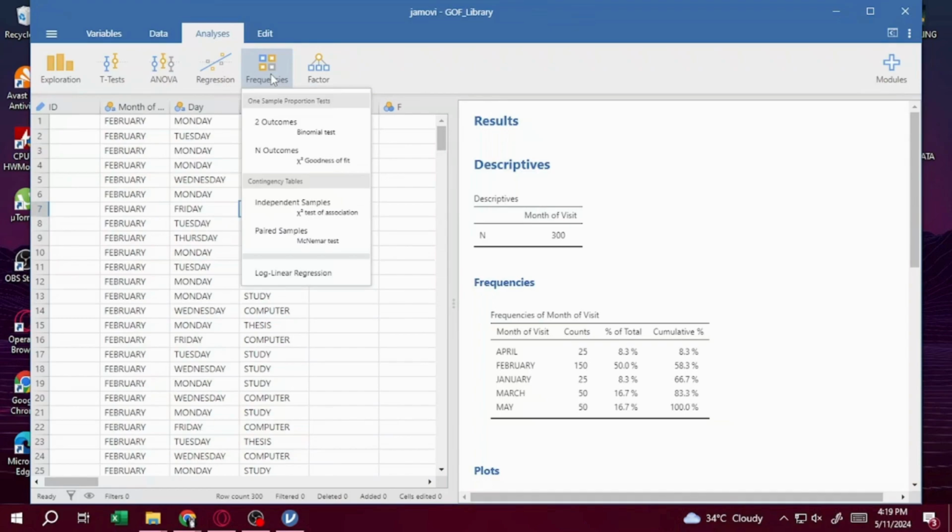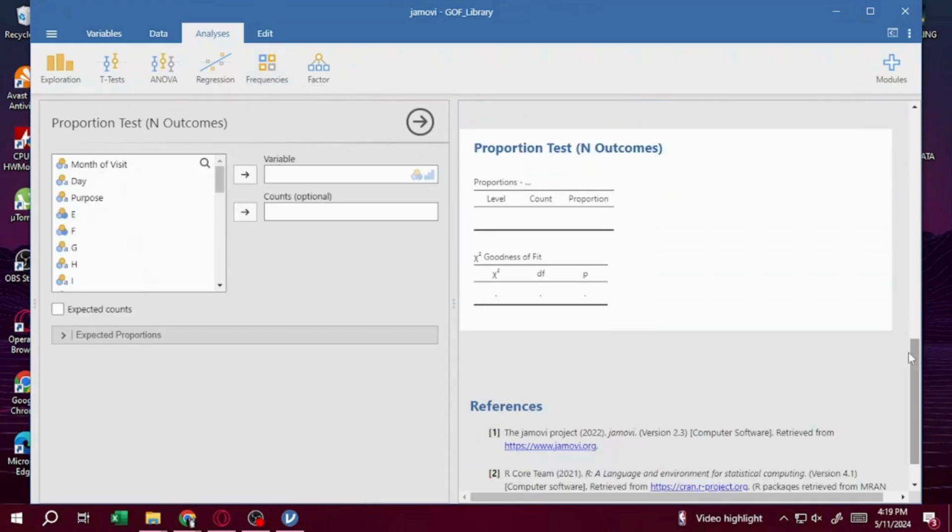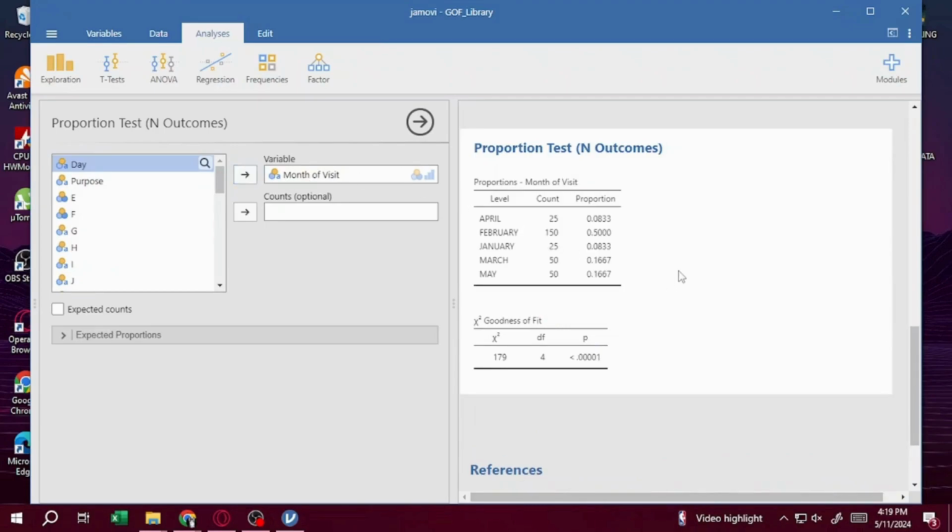Now, to apply the formula, click the frequencies and look for the one sample proportion test. Under this is the N outcomes with the label chi-square test of goodness of fit. This will lead you to these features where you will need to insert the values. Now, make sure that you have identified your variable. Note that this is the main consideration for Jamovi to calculate the result. It will process the data and will immediately provide an overall statistical computation.